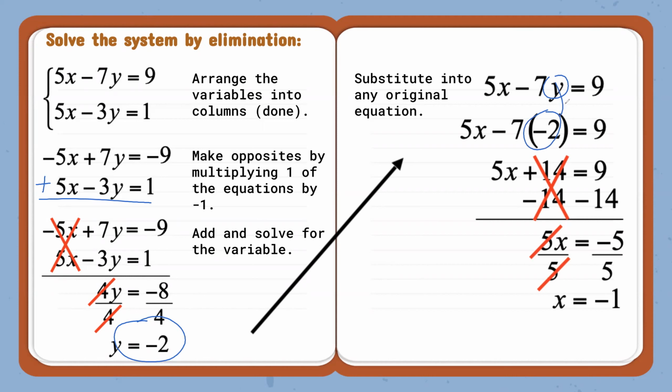So -7 times -2 is +14. I want to subtract the +14 over to start getting x by itself. And then to isolate the x completely, I'm going to divide both sides by 5. -5 divided by 5 gives me -1. So my final answer is -1, -2. So in this one, we had to make opposites by multiplying one of the equations by -1.